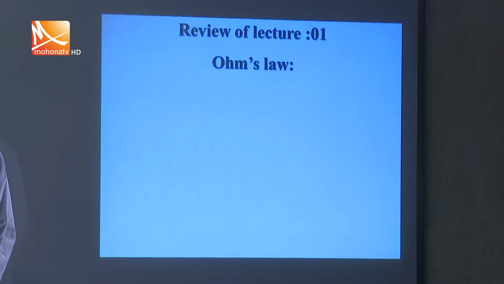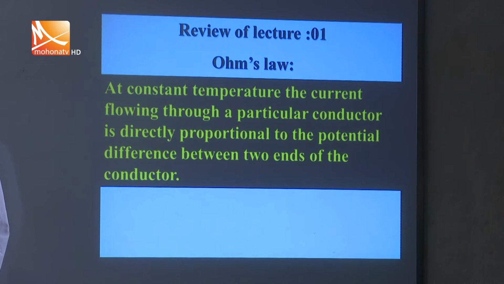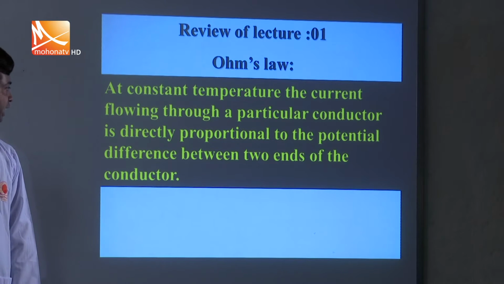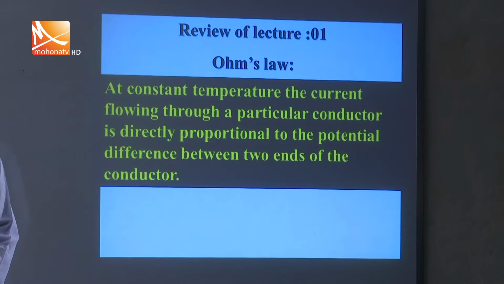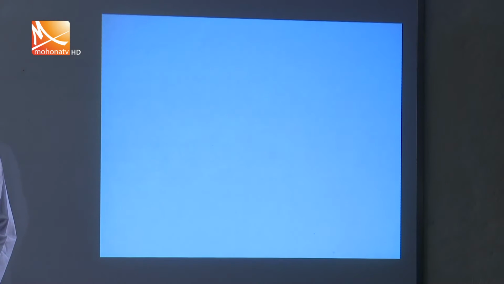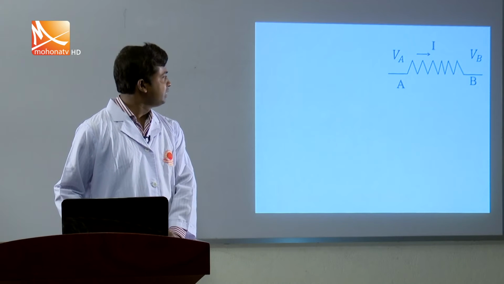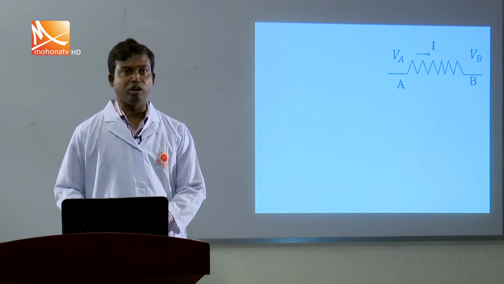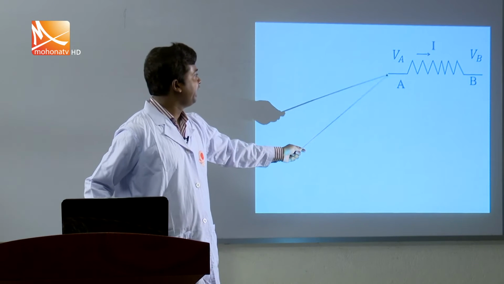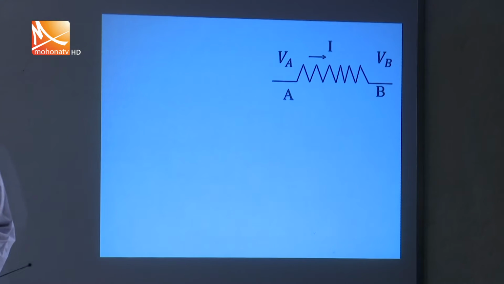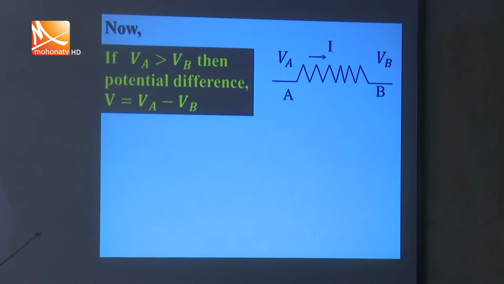For your kind information, this is again for you. At constant temperature, the current flowing through a particular conductor is directly proportional to the potential difference between the two ends of the conductor. My dear young learners, you already know this. This is a conductor having two terminals A and B, and the potentials of these two terminals are VA and VB. If VA is greater than VB, that means A is the high potential, then the potential difference will be VA minus VB.